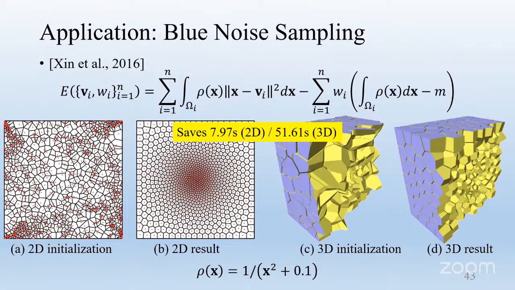In the application of blue noise sampling, Xin presented a variational method, which is called central power diagrams with capacity constraints. High-quality blue noise sampling results can be obtained by minimizing this energy function. The figures show the results after 100 iterations. If we use our method to compute power diagrams in their method, we can save about 8 seconds in the 2D case and 50 seconds in the 3D case.